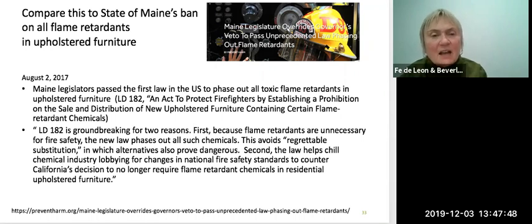Secondly, it does help push back on the chemical industry's lobbying against California's decision to no longer require flame retardant chemicals in residential upholstered furniture. Important to note that this law went through with massive support by the firefighters unions and the Firefighters Association. So again, it's really important that these kinds of stakeholders and vulnerable populations are at the table when discussing phase out of hazardous chemicals. Next, please.